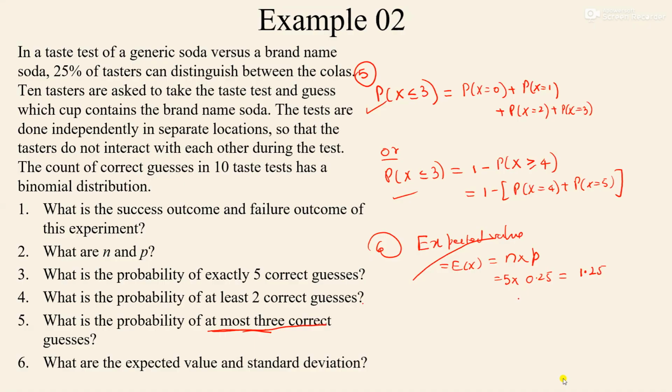Right? So this means on average, 1.25 customers identify the particular brand as correct, right? Identifying the correct brand. That is, this means in the long run, on average, 1.25 customers' guesses are correct. Then standard deviation, that is denoted by sigma.